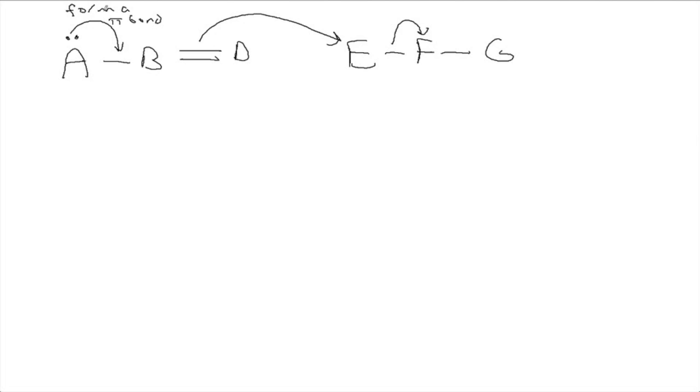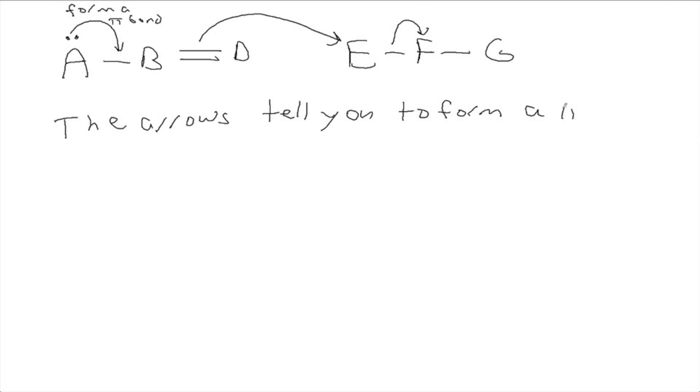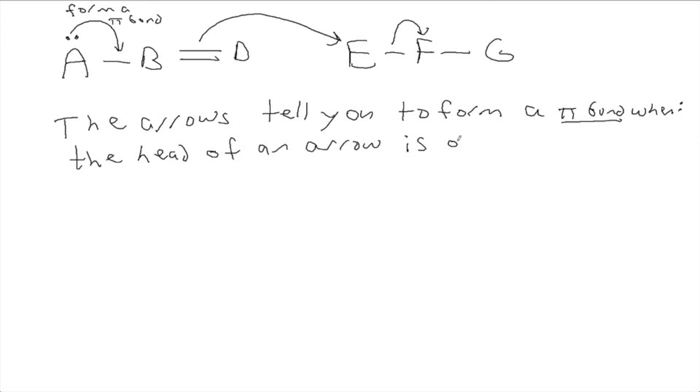So the rule is that we form a pi bond when the head is on a bond. So I'll go ahead and write down that rule. Okay. The arrows tell you to form a pi bond when the head of an arrow is on a bond.